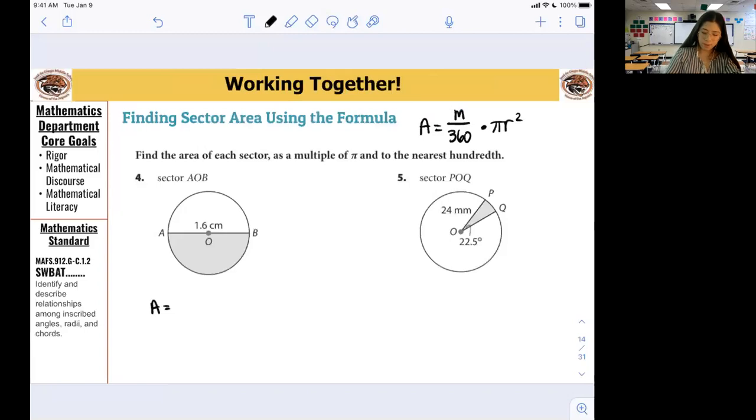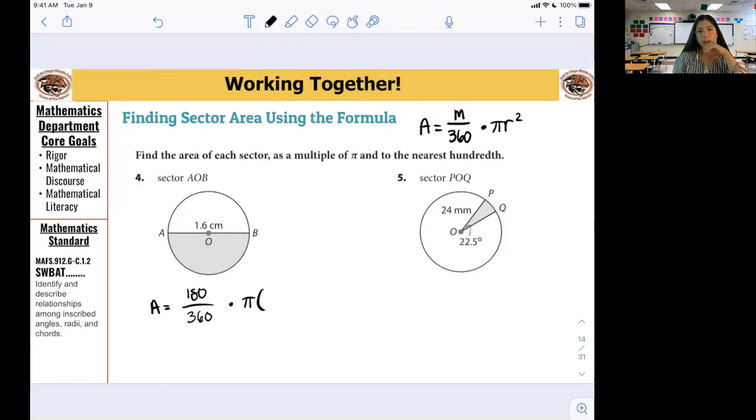All right. M over 360. What's my measure of M? 180. How do you know? Because, at first I was kind of confused. I was like, "What is M?" But then I realized it shaded half of it. So it's a semicircle, so it's half of the circle. So it's 180. So 180 over 360 times pi.